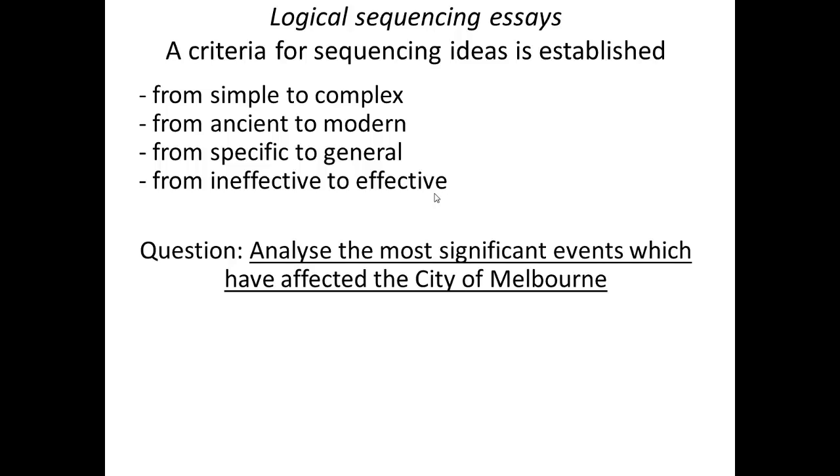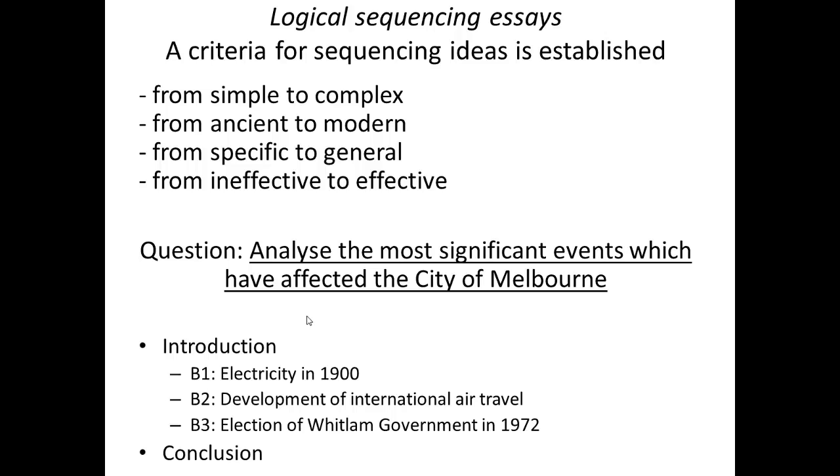So if we use this essay question, analyse the most significant events which have affected the city of Melbourne. So for this question, I want to use this effective and ineffective sequence. I'm going to start with the most significant, or the events that have been most effective in changing Melbourne, and then work down towards some that have been less effective. And here is a sample structure.